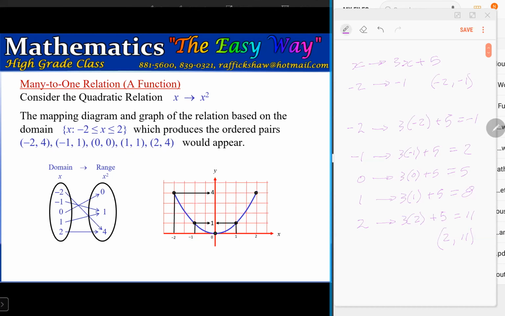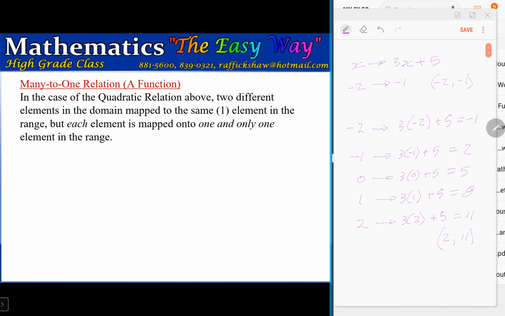So it's 2 different values mapping, both of them mapping to the same y value. And here again, 2 different values mapping to the same y value. 2 different values mapping to the same 1. So that's how you get the many to 1 on a graph. And that is why if you draw a horizontal line on a graph, it will intersect the graph more than once. And so that's a many to 1.